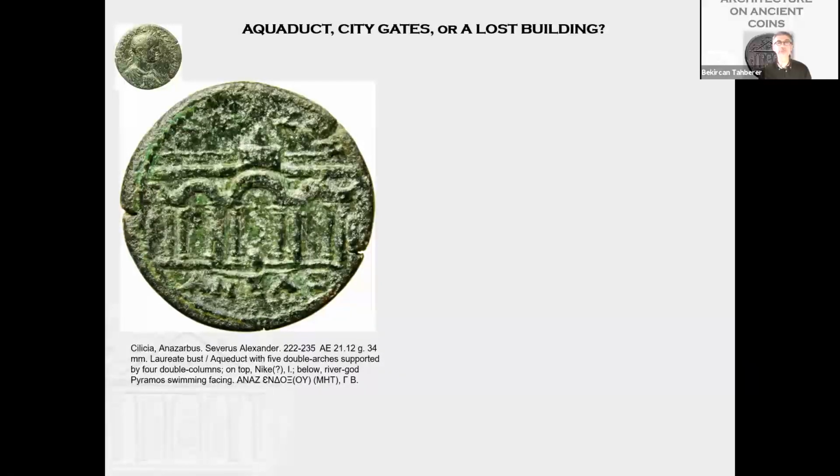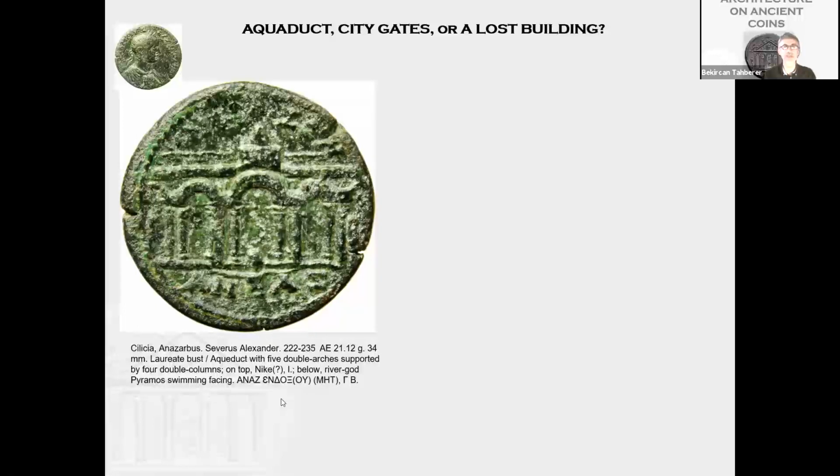Then you have structures that perplex modern researchers. This one is from Anazarbus in Cilicia, and it was first identified as an aqueduct, a waterway, because you see the river god swimming right here. But would you have such an elaborate building as an aqueduct?